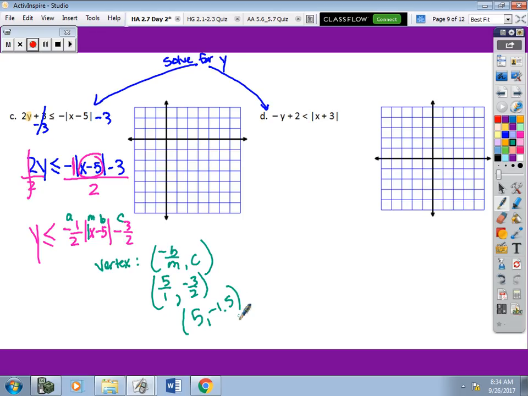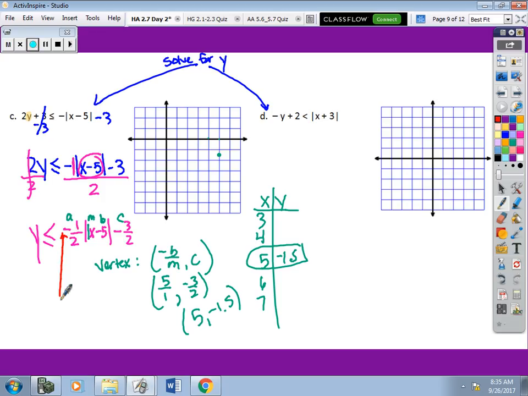So we'll plot that. Down 1.5. Now, since this one is a little more complex, maybe you do want to do a table of values and do 4 and 3 and 6 and 7. Okay, if you don't want to, you don't have to. You can use your rules for translation.